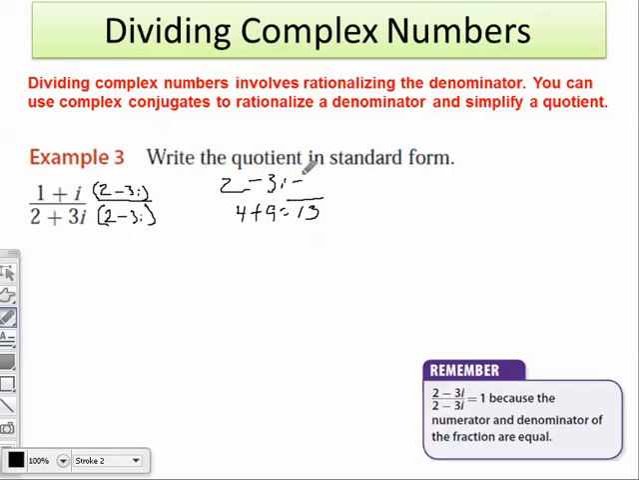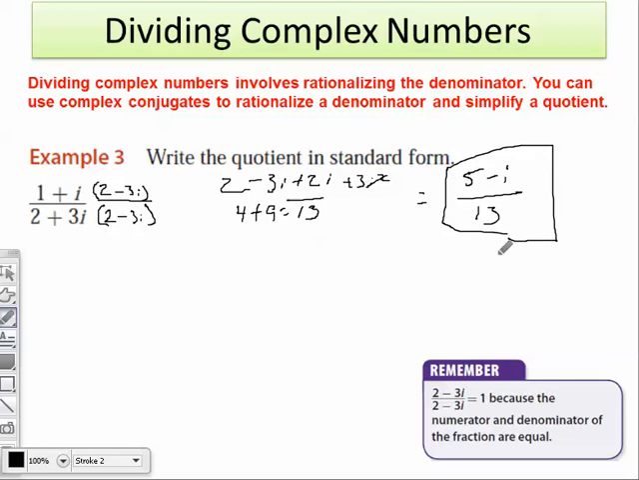I times 2 is going to be a 2i. And then I times a minus 3i is going to be a minus 3i squared. Well, that's going to make that into a minus 3. Okay, plus 3. 3 plus 2 is 5. So what am I going to wind up with? I'm going to wind up with 5 minus i over 13. That would be what that is. So that is my answer.